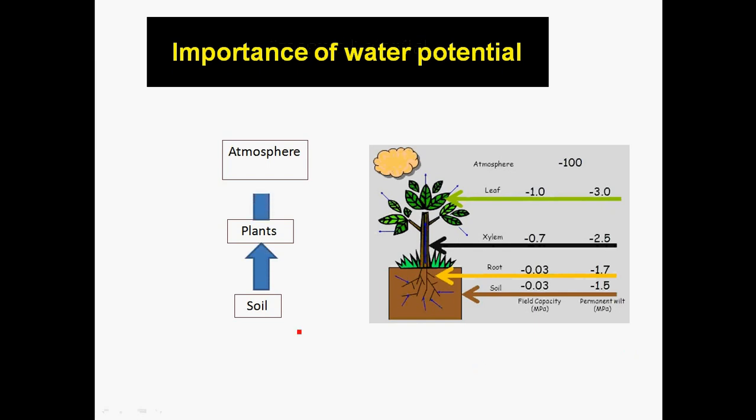You can see here that the movement of water from soil through plant to atmosphere happens because of the gradient in water potential. The soil has the highest water potential, then the root, followed by the xylem vessels, then the leaf, and the atmosphere. Because of this gradient, water moves from soil to plant to atmosphere. So it is very important to maintain the soil-plant-atmosphere continuum. The water potential gradient is very important.